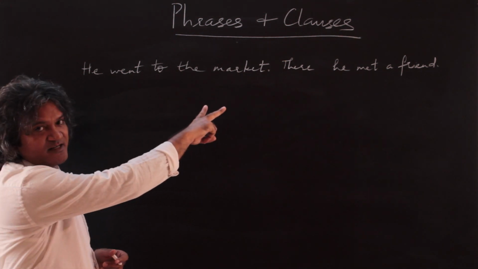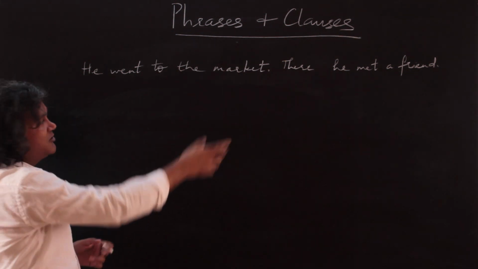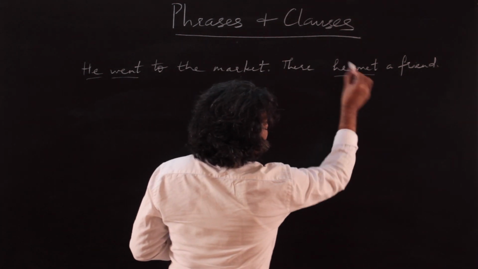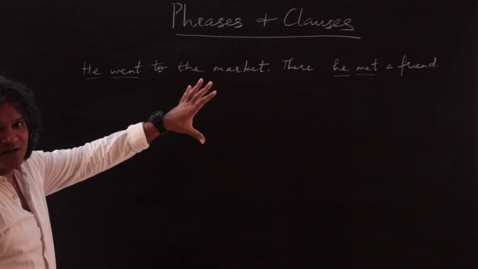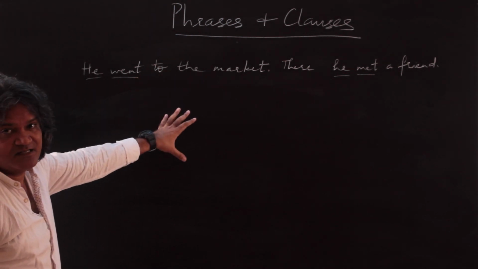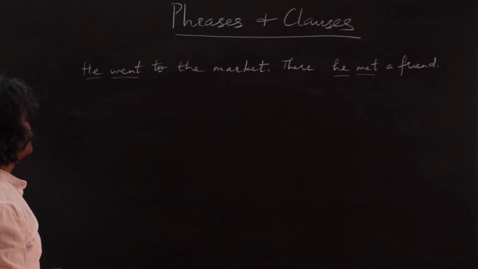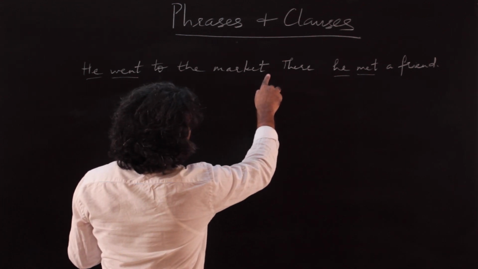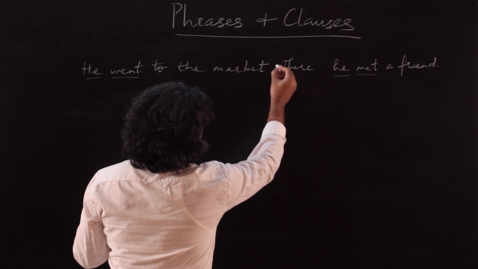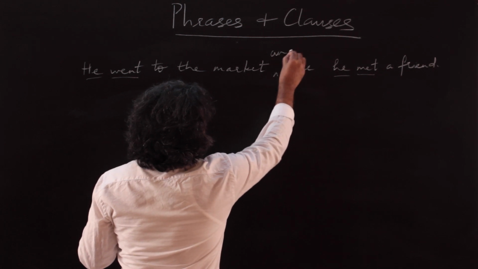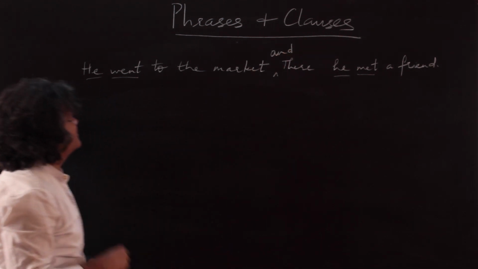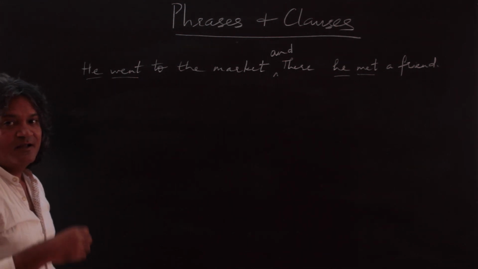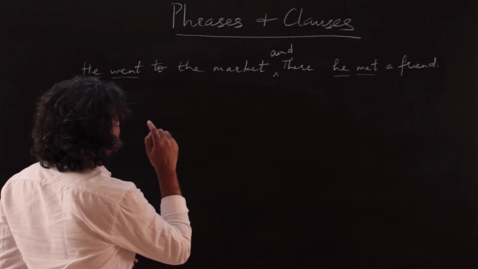Now, right now these are two sentences, okay, and each one is an independent clause. Remember, a clause has to have its own verb and its own subject. So these are two sentences right now. Suppose I want to make it into one sentence having two independent clauses. So now, here's the question. Can I remove this and place a conjunction? Okay. So, "He went to the market and there he met a friend." Can I? The answer is no, I cannot.